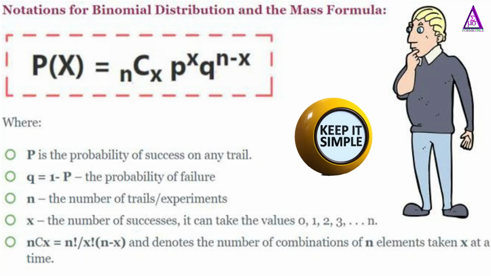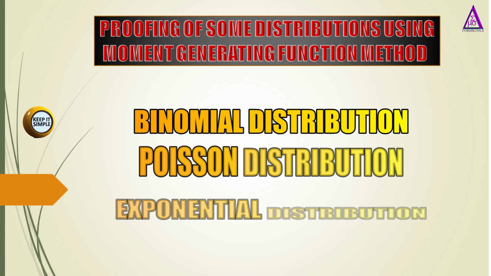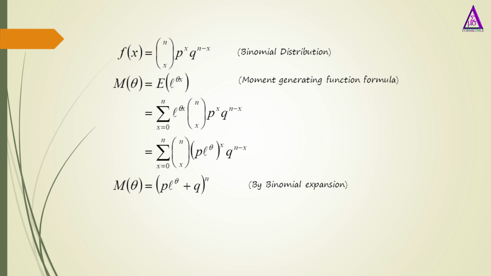I'm here to discuss how to use the moment generating function to prove some distributions. I would like to start from the binomial distribution. The PMF of the binomial distribution is f(x) equals n combination x, p raised to power x, q raised to power n minus x.